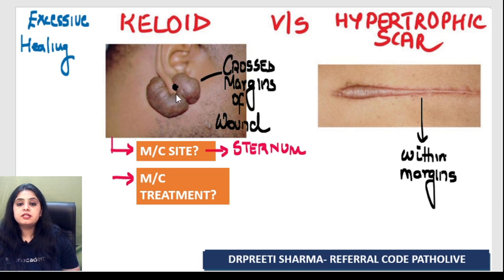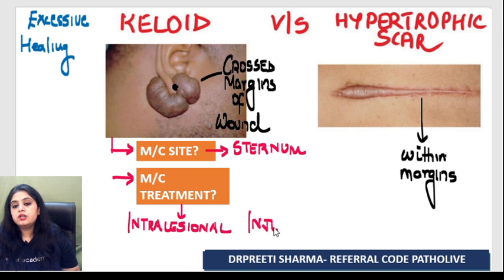And what is the treatment? If someone comes to you with this, are you going to just remove it out? No, you don't put a scalpel or you don't put a blade, because if you put more trauma, he will come back with even bigger keloid. So you don't have to excise it, you don't have to cut it out. You have to give an injection. Within this lesion, you are going to put an injection. So I call it intralesional injection. Intralesional injection of what? Intralesional injection of a steroid.